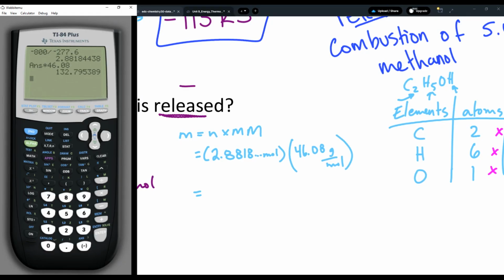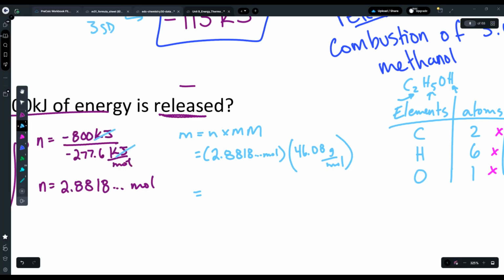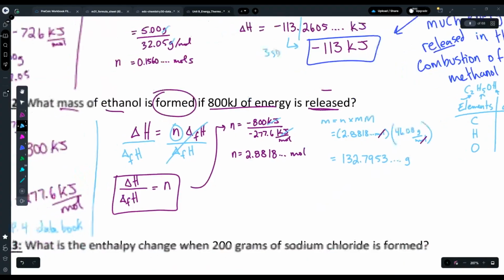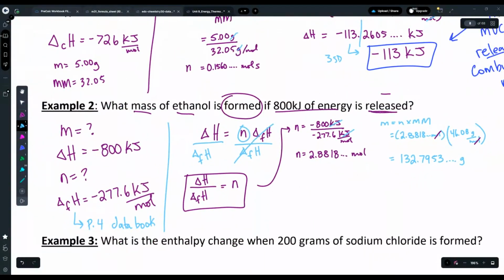Okay, so we get 132.7953, keeps on going on forever. And with our units, moles is on the top and the bottom, so they cancel out. So our units are grams. So let's look at our question. We're only given one number.